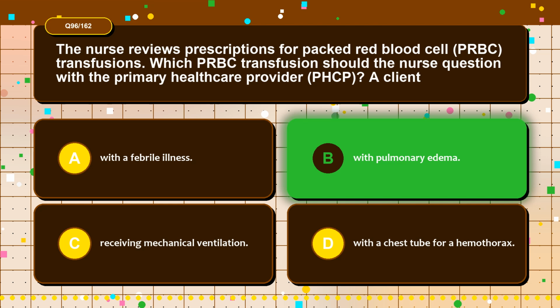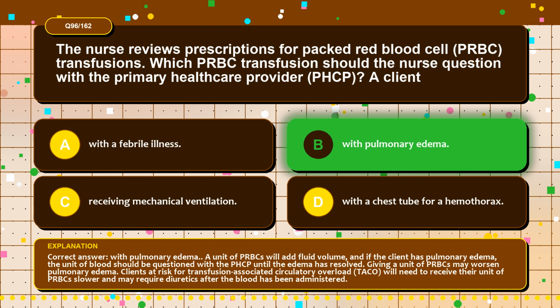The correct answer is option B, with pulmonary edema. A unit of PRBC will add fluid volume, and if the client has pulmonary edema, the unit of blood should be questioned with a PHCP until the edema has resolved. Giving a unit of PRBC may worsen pulmonary edema.